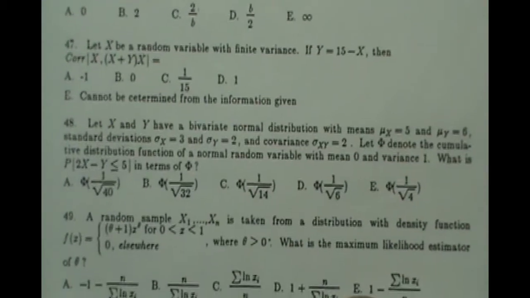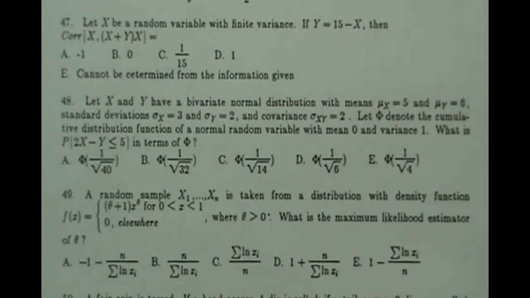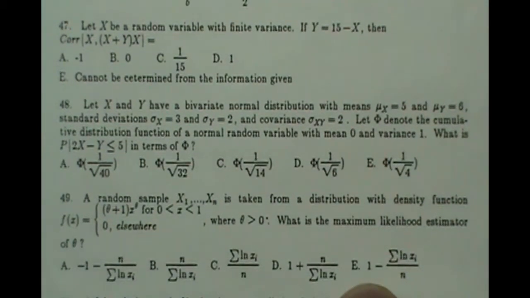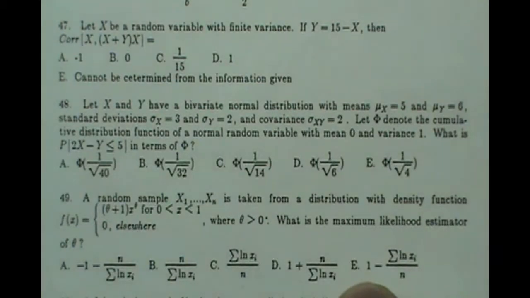Number 48. Let X and Y have a bivariate normal distribution with the X mean of 5 and the Y mean of 6. The standard deviation of X equal to 3, the standard deviation of Y equal to 2, and the covariance between X and Y equal to 2. Let cap phi denote the cumulative distribution function of a normal random variable with mean 0 and variance 1. What is the probability that 2x minus y is less than or equal to 5 in terms of phi?